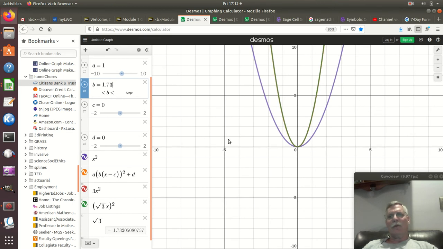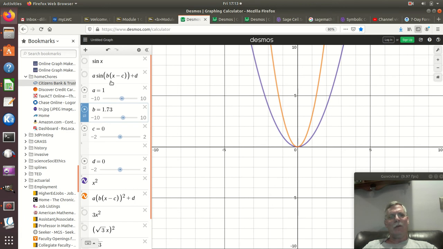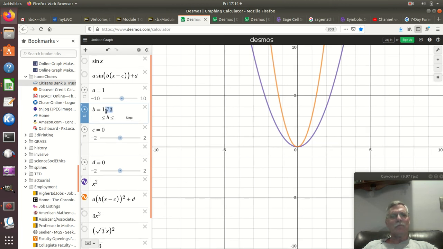If I go to 1.73 and turn this off, and turn the red one off, then there's the orange one that shows up. And so it's doing the same thing that the sine functions did up here. The A, the B, the C, the D are all working the same way. Again, let's take B back to 1 and start with our x squared.